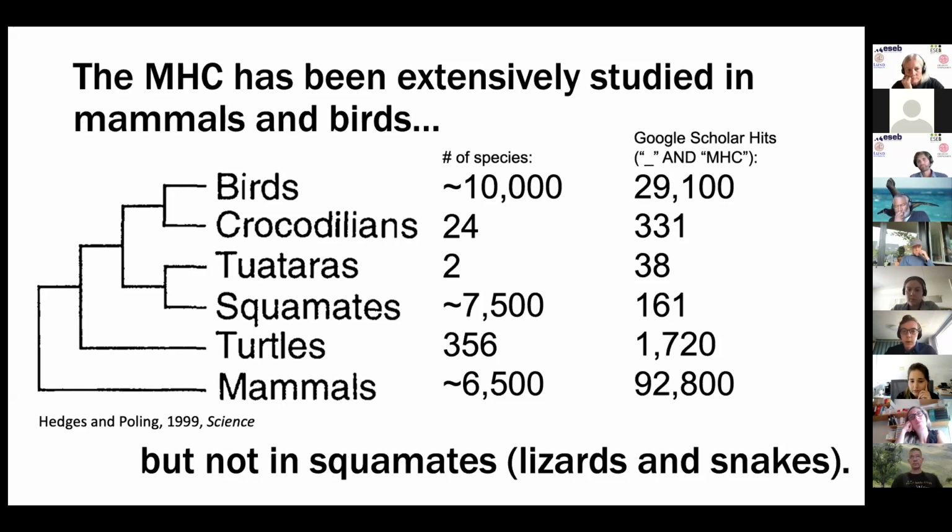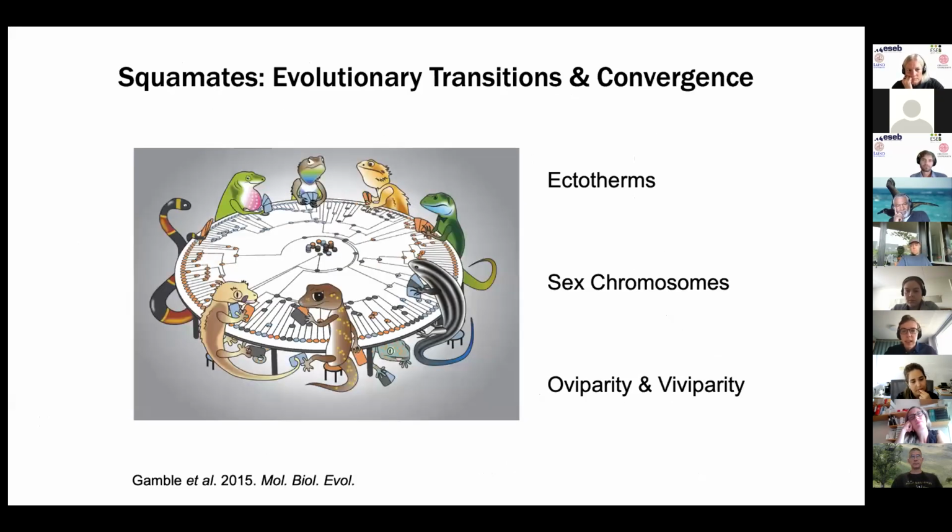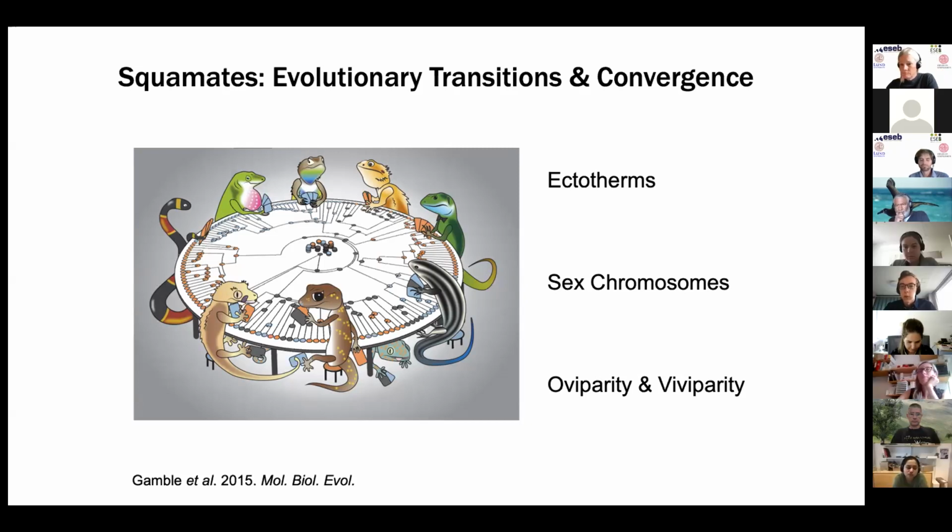So we wanted to try to take a preliminary look at the MHC in a squamate. And they should really be a pretty interesting clade to examine the MHC in. They're a clade of evolutionary transitions and convergences. For example, all squamates are ectotherms as opposed to mammals and birds, which are endotherms, which could have interesting consequences for the MHC. Within squamates, we see a variety of different sex chromosomes, which again could have something to do with immunity. And also within squamates, you see a mix of oviparity and viviparity. Again, there could be some implication for immunity there.